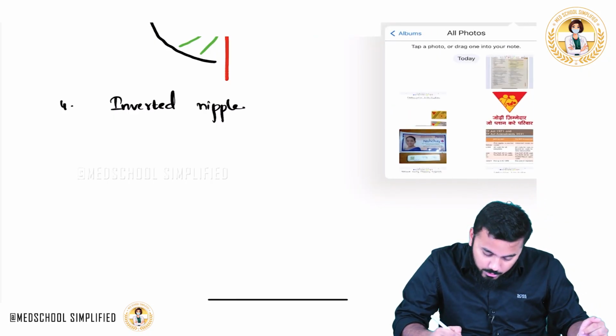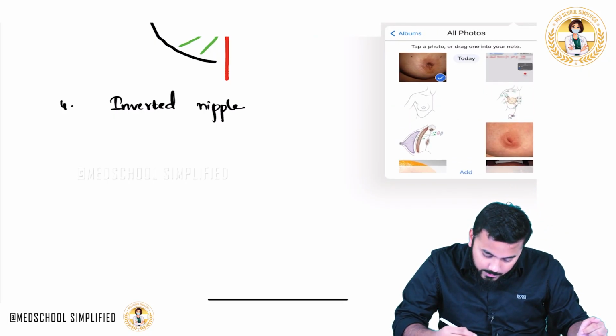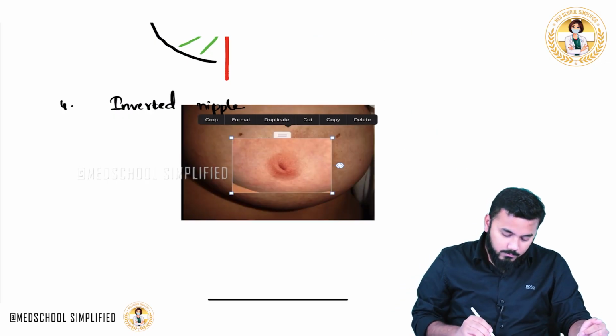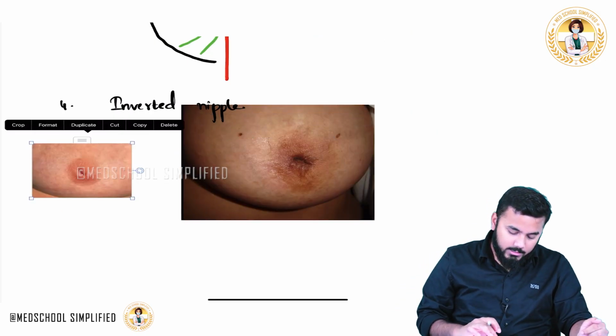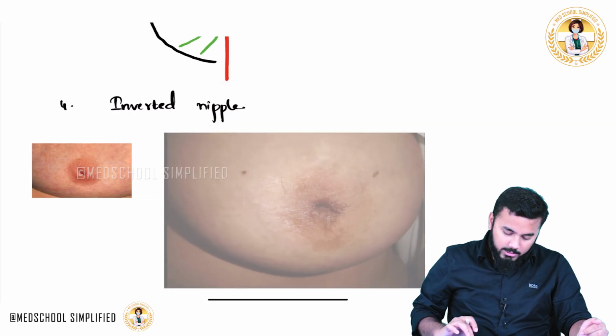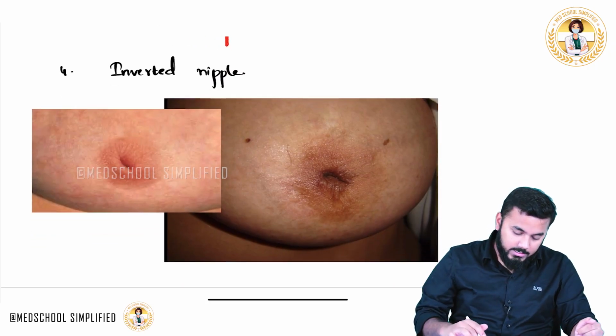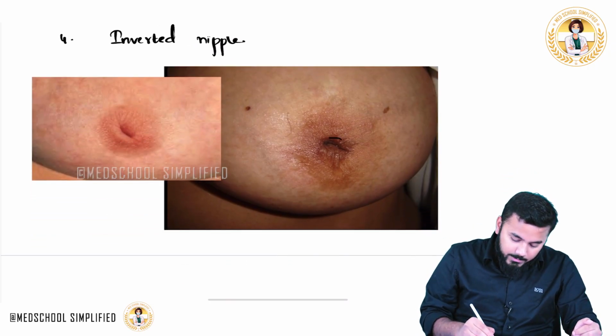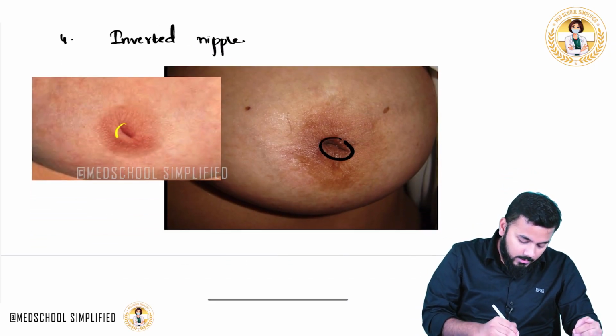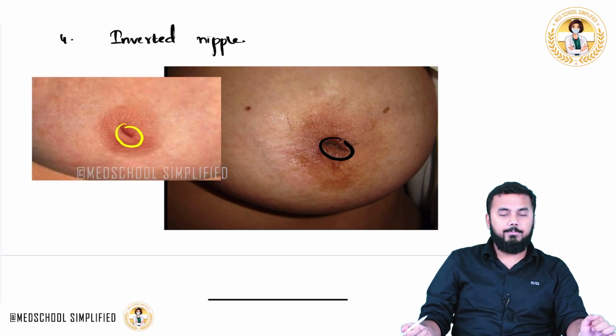So let me show it to you. Where is this nipple retraction? Right? You can very clearly look at these two pictures over here. So these two pictures will depict the nipple retraction. You can see very clearly how the nipple has been retracted inside. Okay.